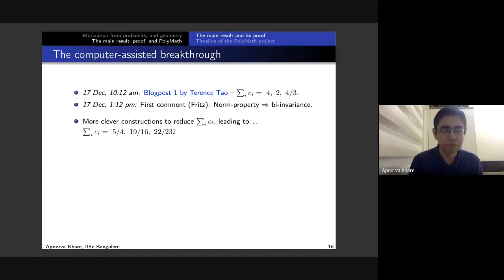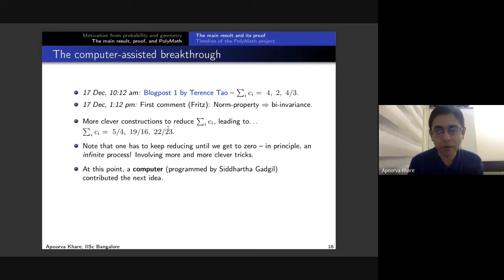But anyway, each of these is going down to a positive real number, and I want it to go down to zero. So in principle, even if you do more and more of these tricks, you will always keep reducing to a positive real number. So you have to do infinitely many reductions, and each of them might involve cleverer and cleverer word games. All these commutators you write into four different parts, and conjugations, and this and that. And this is the point where our human intuition broke down, and there was for almost 24 hours no improvement.